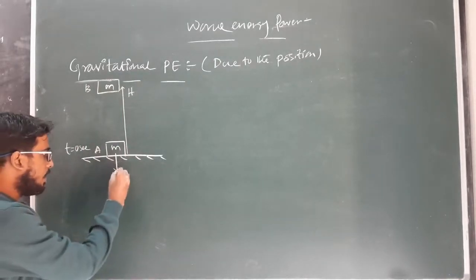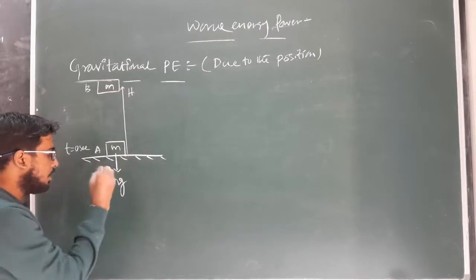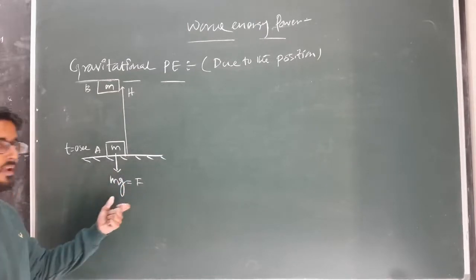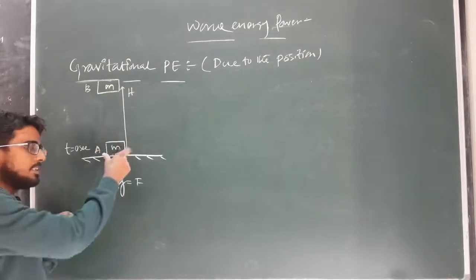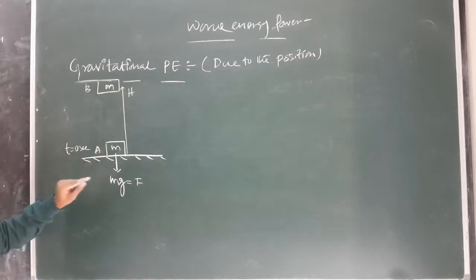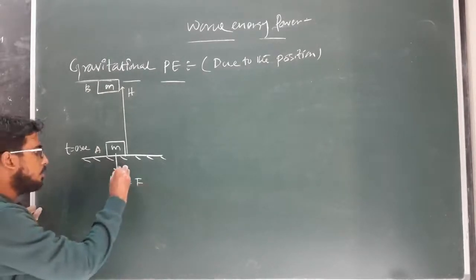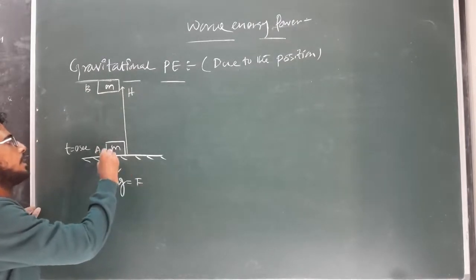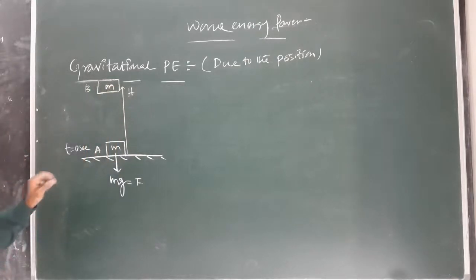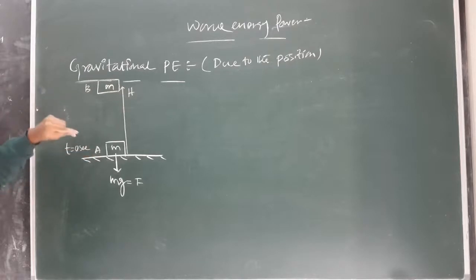which is equal to the weight of the block, mg. So mg is the force which is applied by earth on the block to attract it towards the center of earth, and this force due to gravitation is a conservative force. So if we are doing some work against this conservative force to bring this block from point A to B, then that amount of work will be stored within the block as its potential energy, and as this potential energy is due to the position of the block, that's why it is known as gravitational potential energy.